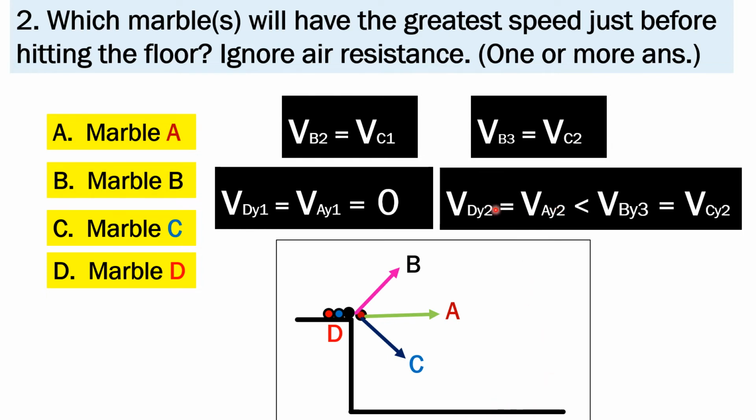But each of them will have a lower final velocity compared to marble B or marble C, right? So that sign of less than means the final velocity for both marble B and marble C are greater than those of marble D and marble A. Therefore, our correct answers are marble B as well as marble C. Okay?